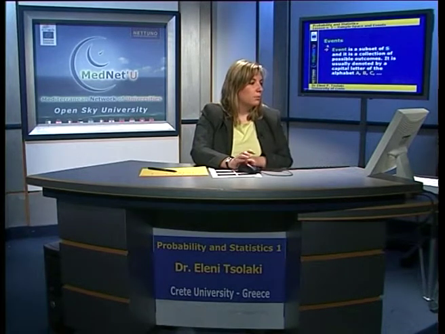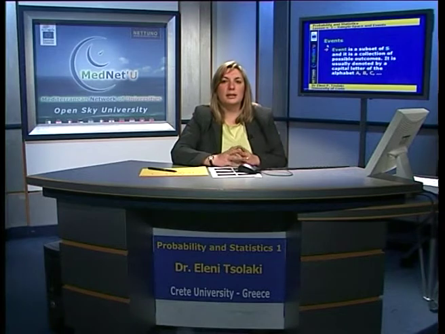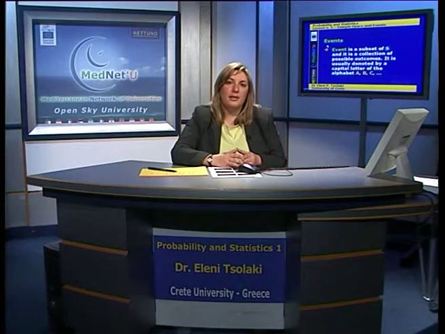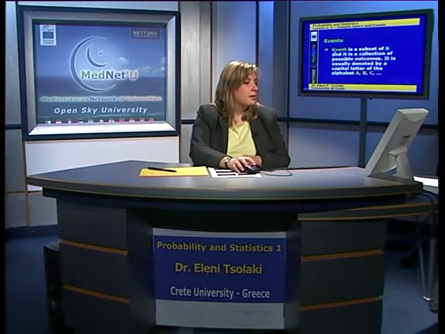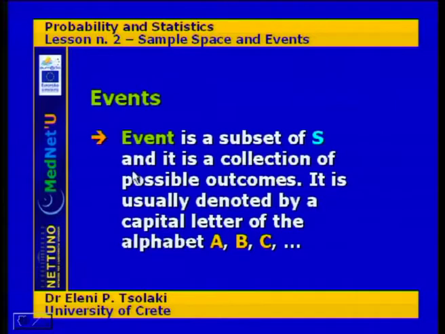So, as we have seen till now, we can define the event in mathematical terms as a subset of S. It is a collection of possible outcomes. It is usually denoted by a capital letter of the alphabet: A, B, C, and so on.